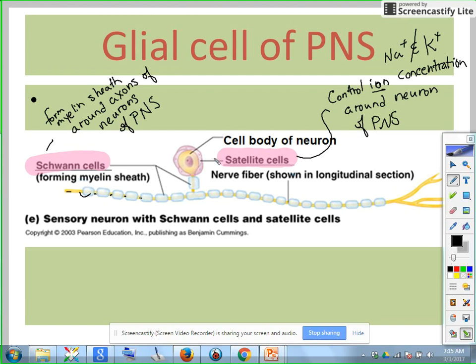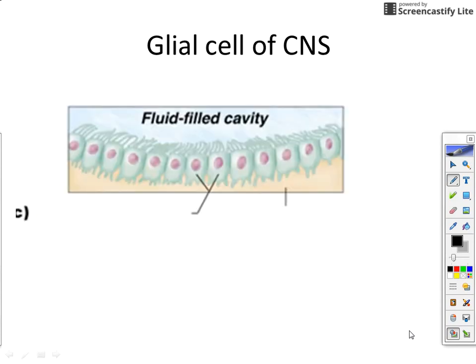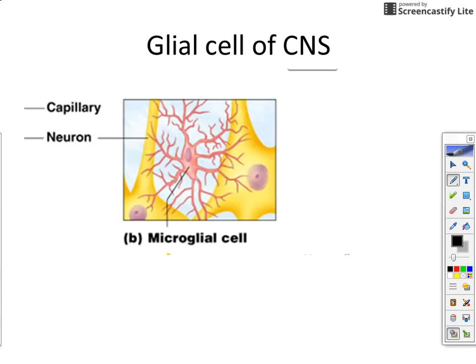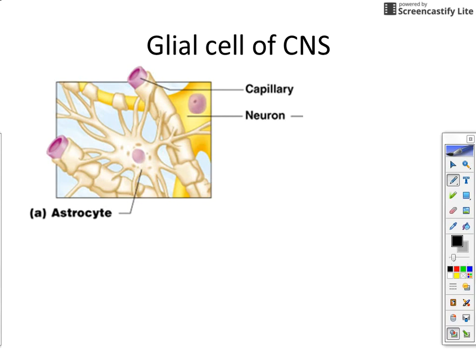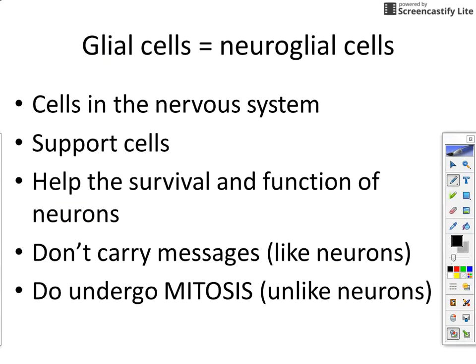So Schwann cell, satellite cell are the two support cells of the peripheral nervous system. Oligodendrocytes, ependymal cells, microglial cells, astrocytes are all support cells of the central nervous system. And remember, these cells are part of the nervous system. They don't carry messages. They do mitosis, and they are very important to the survival and function of your nervous system. So without them, your nervous system won't work.